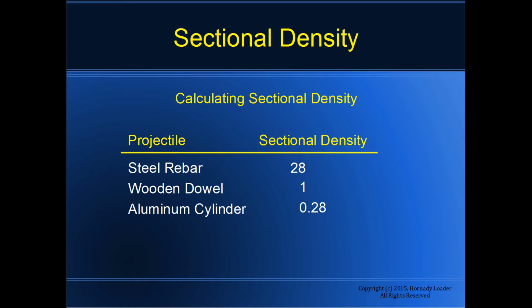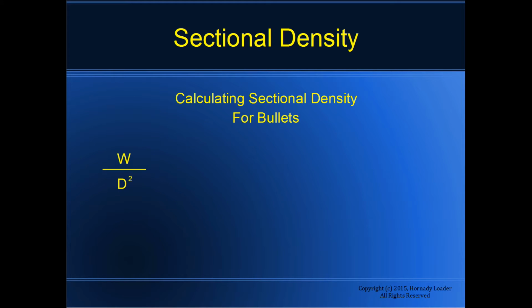But now, let's think about it in terms of bullets. Bullets are tiny little objects, relatively tiny compared to our aluminum cylinder and steel rebar. They're less than 1/2 inch in diameter. The difference in weight from bullet to bullet is just a few thousandths of a pound. So you can't really look at a bullet and determine, gee, will that penetrate the plywood or a particular material or not. So what we have to do is calculate the sectional density for bullets.